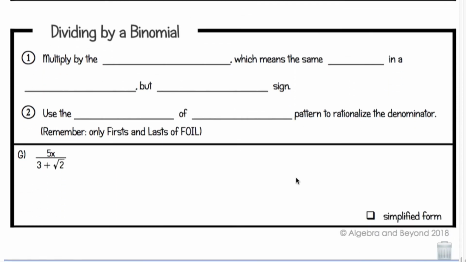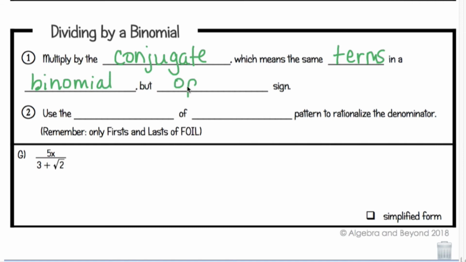All right, dividing by a binomial. Number 1, we're going to multiply by the conjugate, which means the same terms in a binomial but the opposite sign. Step 2, use the difference of squares pattern to rationalize the denominator. Remember, only first and last for a FOIL.